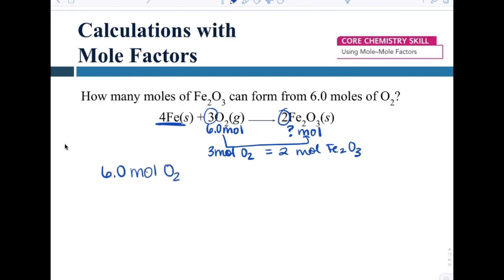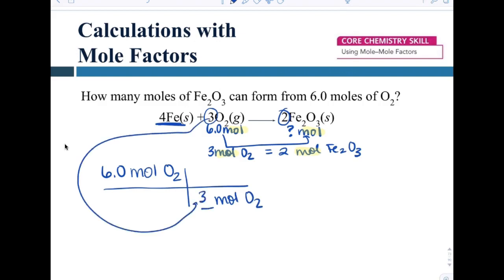And now notice here I will absolutely write what substance I'm talking about because it matters, because all the units are the same. And so if all of your units here are exactly the same, you have to differentiate them with the substance that you're talking about. And so if I need moles of oxygen to cancel, I have to cancel it with moles of oxygen. So what number goes with moles of oxygen? This 3. Where do I get this from? The balanced chemical equation. 3 moles of oxygen is equal to how many moles of iron 3 oxide? Well, the answer to that question is 2. 2 moles of iron 3 oxide.